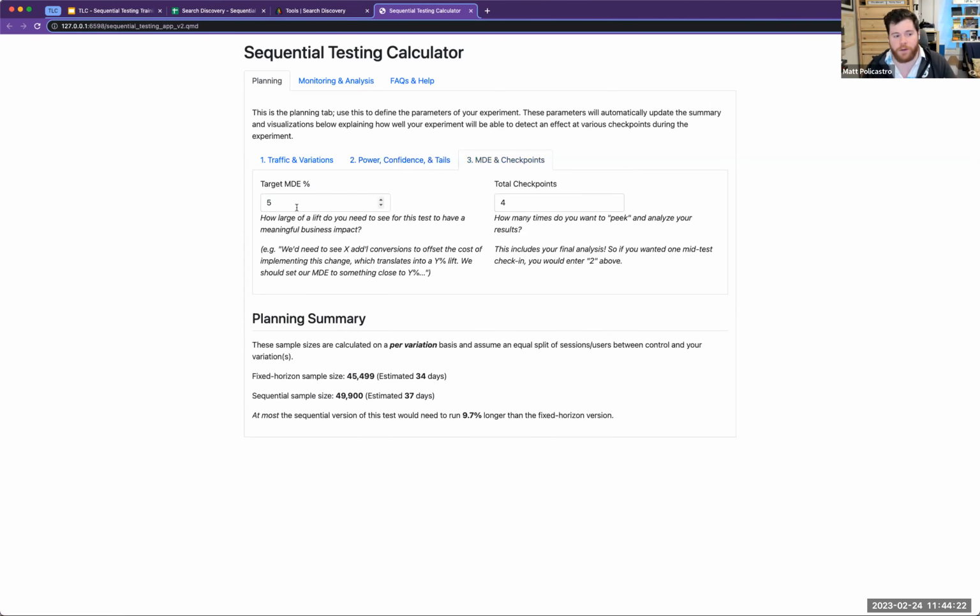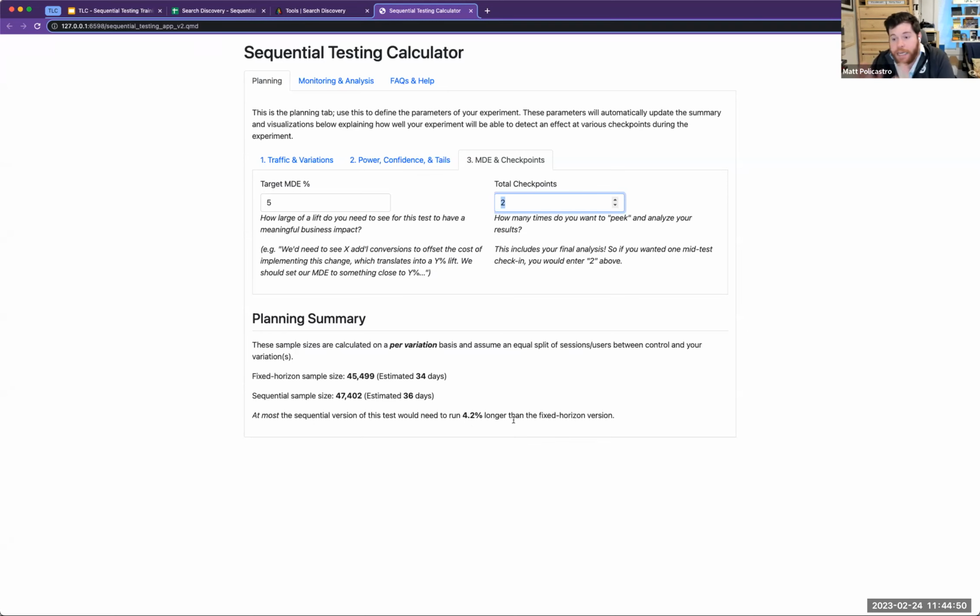We can also play around with target MDE and the total number of checkpoints. I think the key thing to remember is that we can increase the number of times that we check in on the experiment, the number of times that we're spending our error, or our alpha, to check in on the results of the test. And if you only wanted to do one midpoint check-in, just one check, then you could specify that. And you can see that the length of the sequential test is only 4.2% longer.